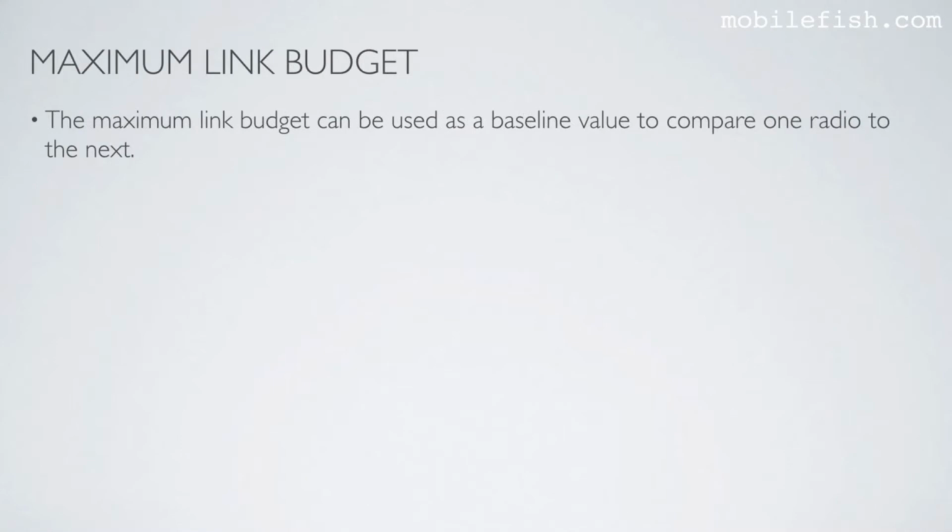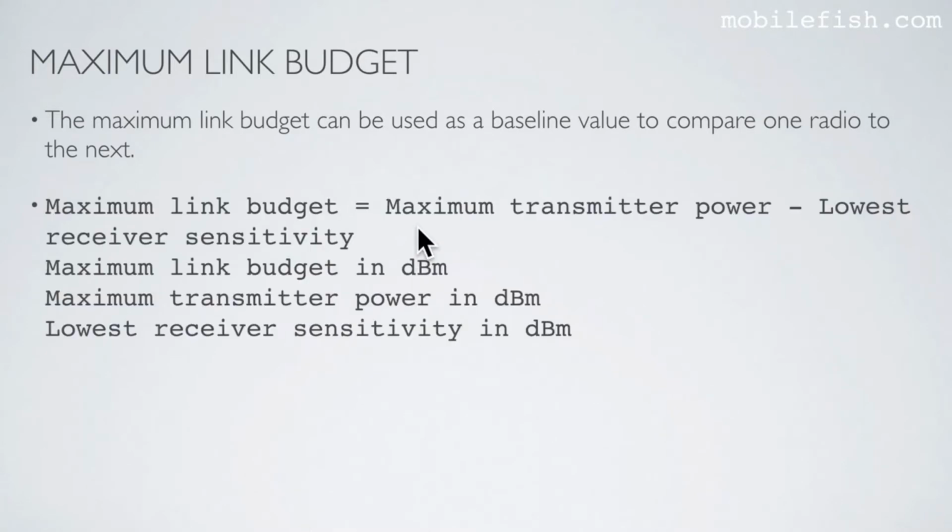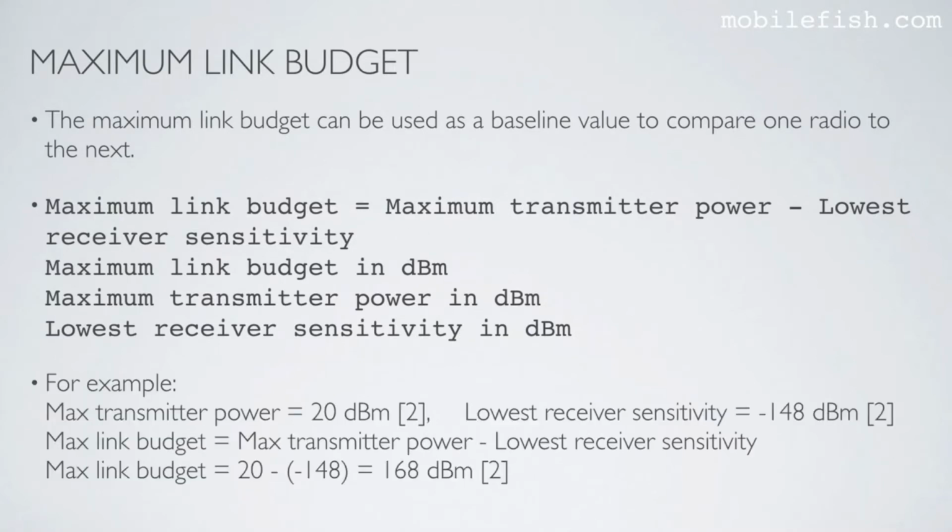The maximum link budget can be used as a baseline value to compare one radio to the next. To calculate the maximum link budget, you can use this equation. The maximum link budget equals the maximum transmitter power minus the lowest receiver sensitivity. For example, the maximum transmitter power is 20 dBm and the lowest receiver sensitivity is minus 148 dBm. In this example, the maximum link budget will be 168 dB.